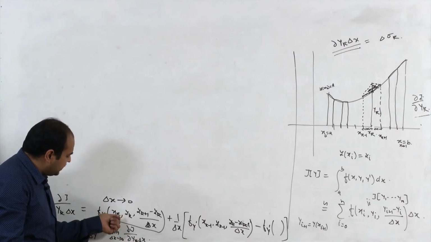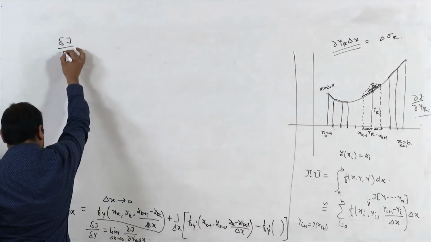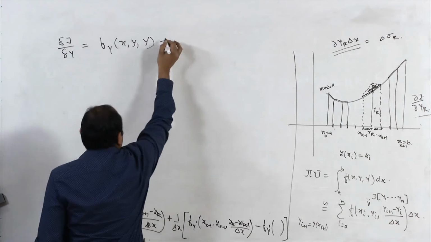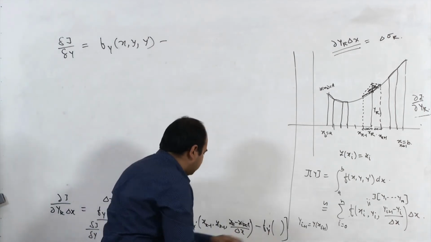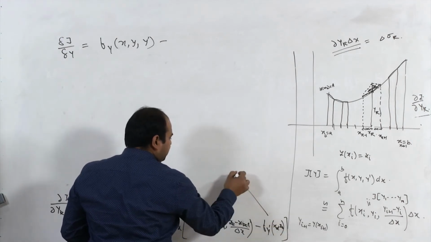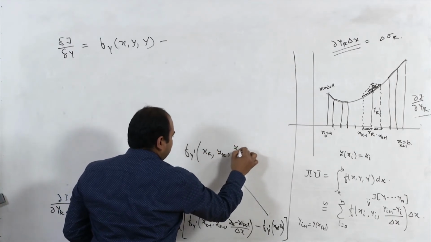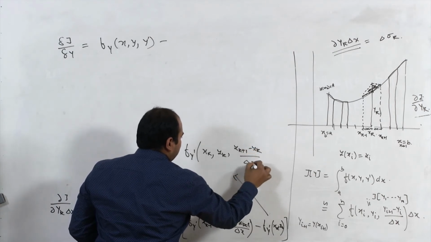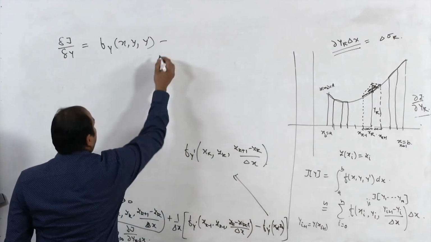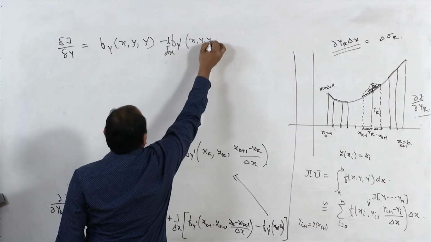Now, if Δx tends to 0, then x_k will tend to x and y_k will be y. So, you can write δJ upon δy, which is given as f_y(x, y, y') minus, now here this will be what? Let me write it in a clear manner. This term is f_y'(x_k, y_k, (y_{k+1} - y_k)/Δx). So, if you take the limit of this minus this as Δx tends to 0, it will converge to minus d/dx of f_y'(x, y, y') here.